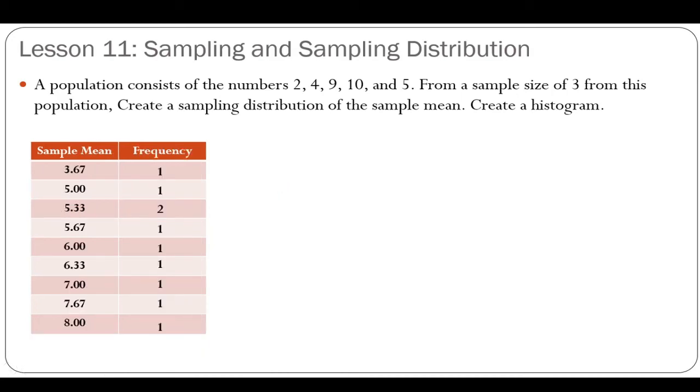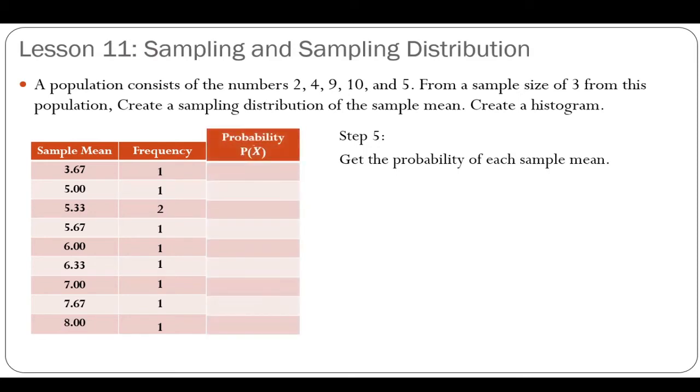Now that we have the frequency distribution table, ang susunod natin gagawin ay get the probability of each sample mean. And to get the probability, gawa tayo ng column again dito for the probability. I-divide lang natin yung frequency sa total number of combinations. So, 1, yung ating frequency dito, divided by 10 is equal to 0.1. Okay, good. Then, ito magandang technique dito. Since alam mong 1 ay 0.1, pwede mo na lang i-copy itong probability na to dun sa mga frequency kung saan 1 din siya. It will save you time.